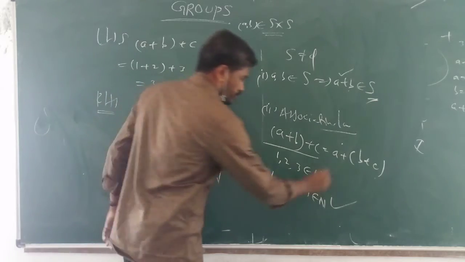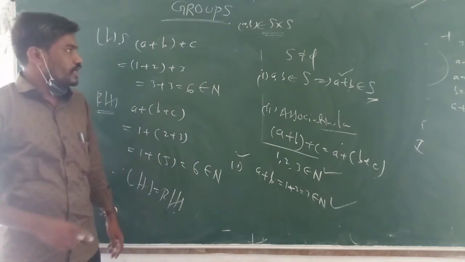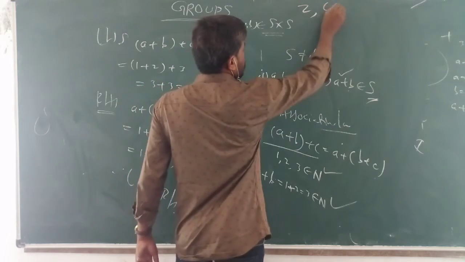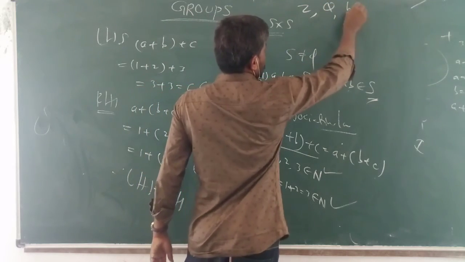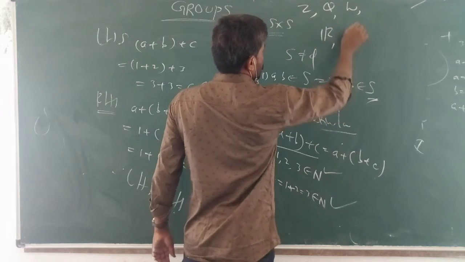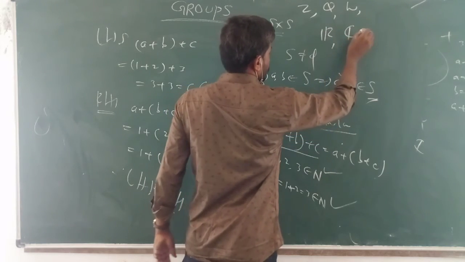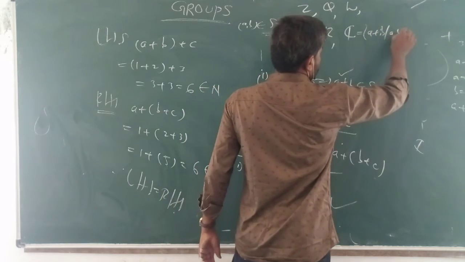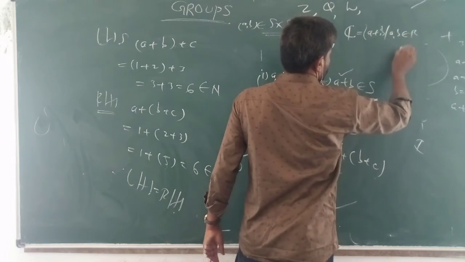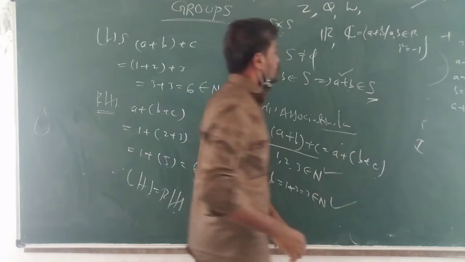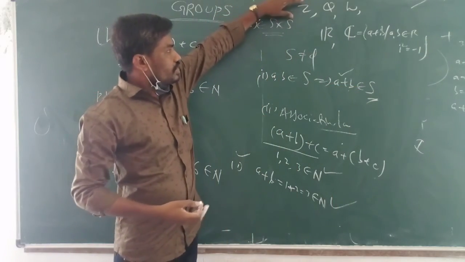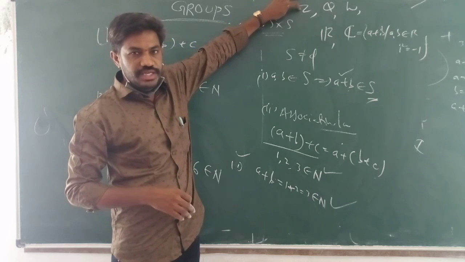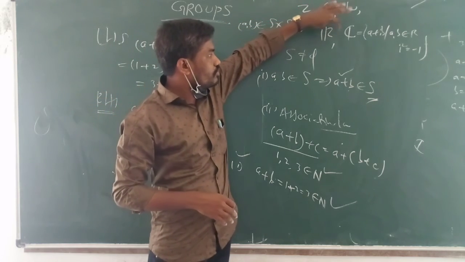Today's homework: you can take elements in Z, and also Q, and also W, and also R, and also the set of all complex numbers a + ib, where a, b belong to R, and i squared equals minus 1. So you can check the conditions. You can select any element. Check whether closure and associative are satisfied for the sets Z, Q, W, and R.